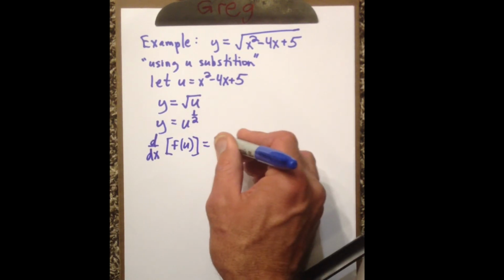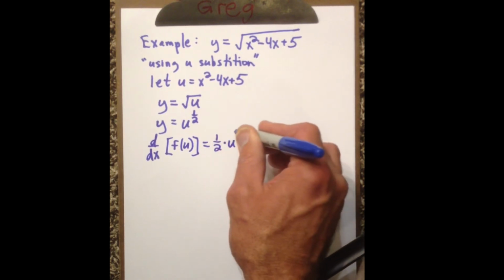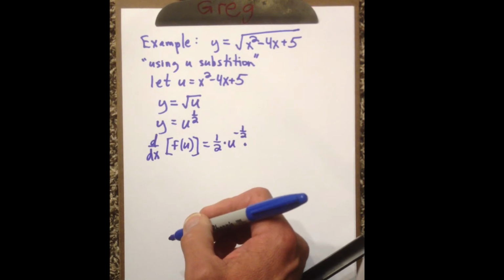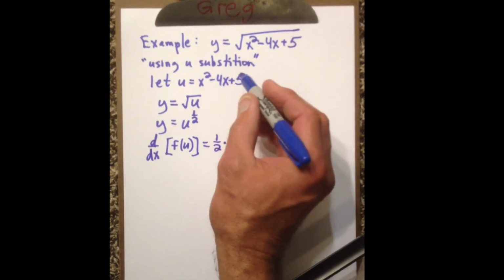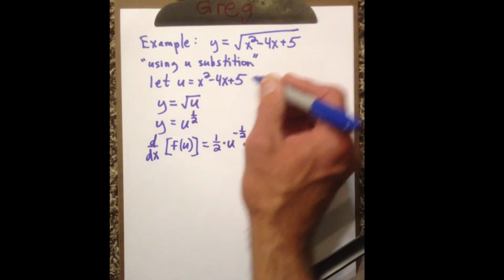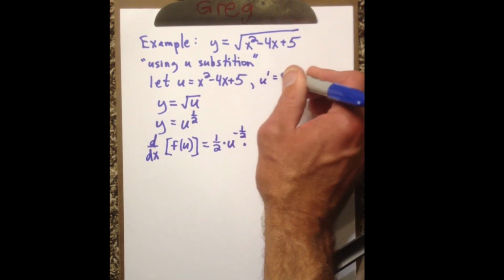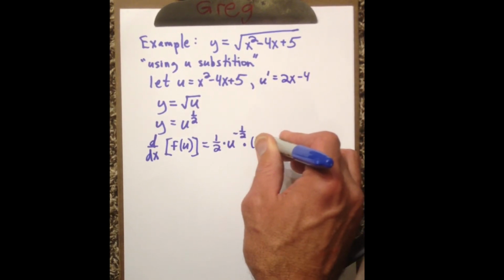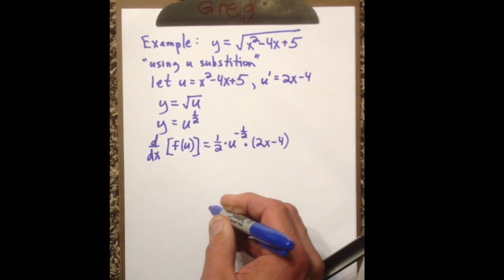It's like a power rule, where you take the 1/2 times u, and you decrease the power by 1 whole, so that's negative 1/2. But what's different with chain rule is that because u wasn't simply a power of x, we must multiply by the derivative of what u was defined as. So by using u equals x squared minus 4x plus 5, u prime, the derivative of that, was 2x minus 4. So that's an additional multiplier we must include in this problem. So that's our u prime.